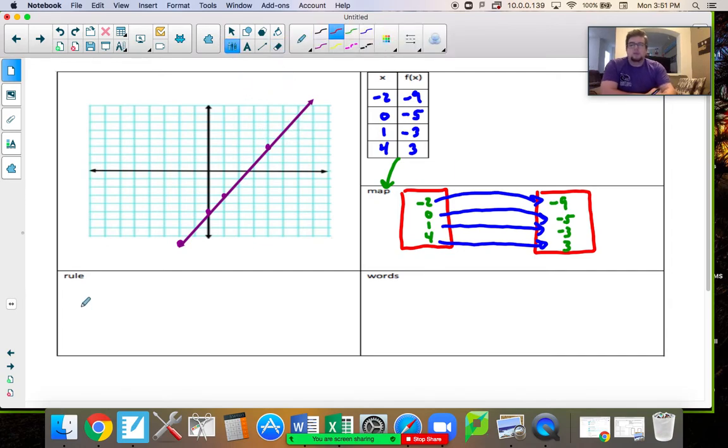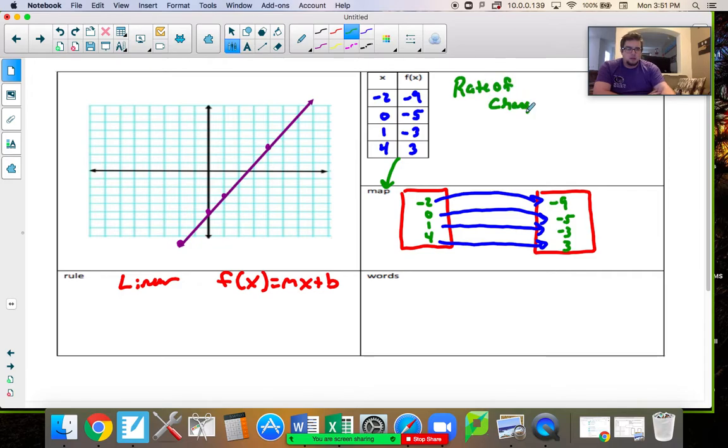Now to build the rule, because we see this as a perfectly straight line, we see it as a linear equation. And linear equations can always be written as f of x equals mx plus b. So what we need to find, so we're going to go back up here to our table spot, is I need to find the rate of change. And either from the table or the graph, I need to find my y-intercept.